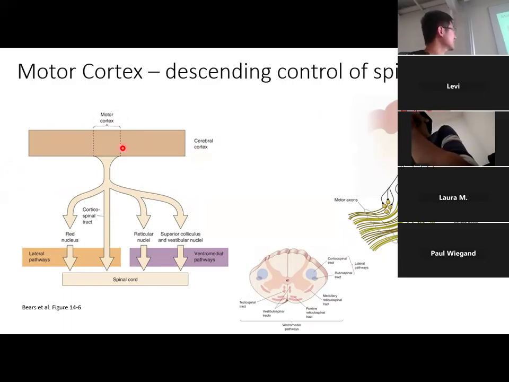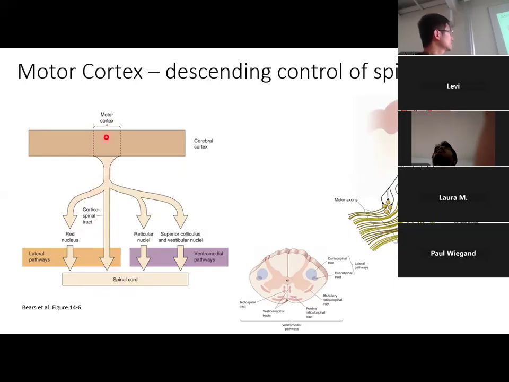So these are the descending pathways from the motor cortex to the spinal cord. We see there's one pathway going directly downwards from the motor cortex to connect to the spinal cord. This is called the corticospinal tract. These are the axons, right? The cell bodies are located in the cortex, and it synapses with spinal cord interneurons or motor neurons here.